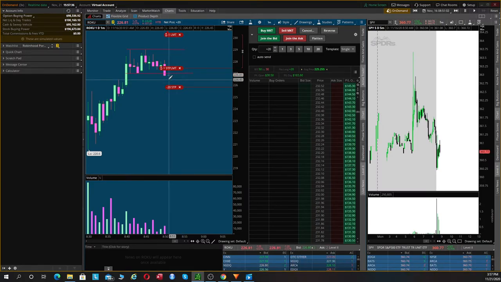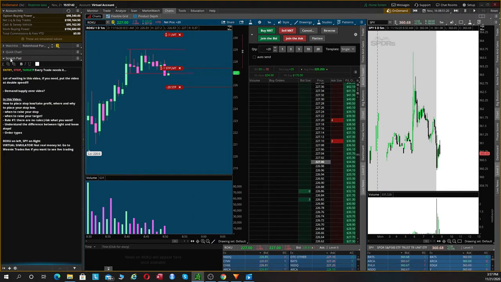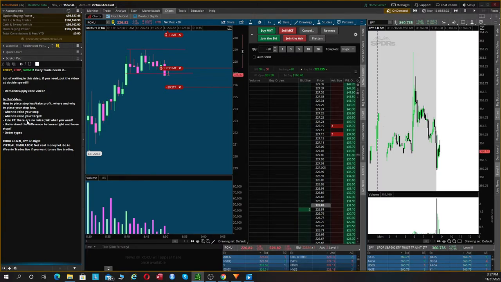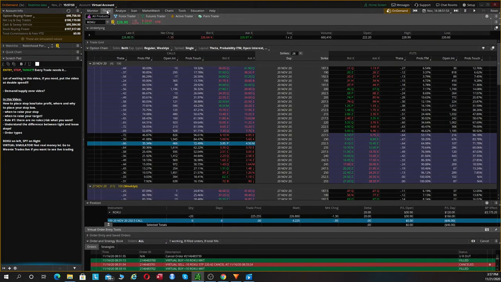See how Roku's starting to penetrate that level, that 227 level? Let's see if we can find a way to raise our stop. So the rules, rule number one in the market is there are no rules. And, oh, look, so our virtual Roku call was stopped out. That was the most we were willing to risk on that. We lost the $40 plus $6 slippage. So there's a stop out for you.